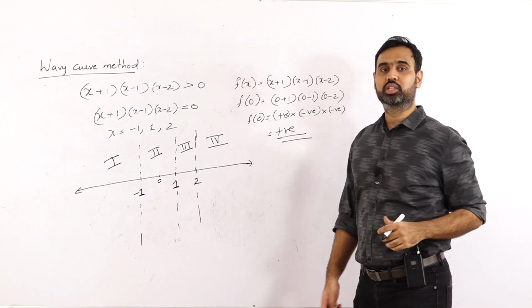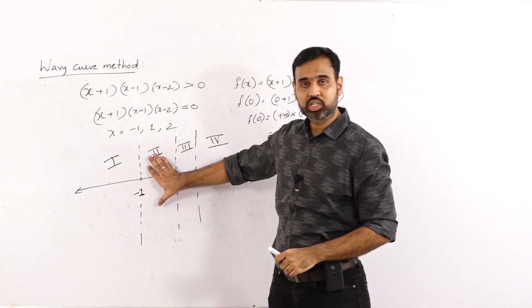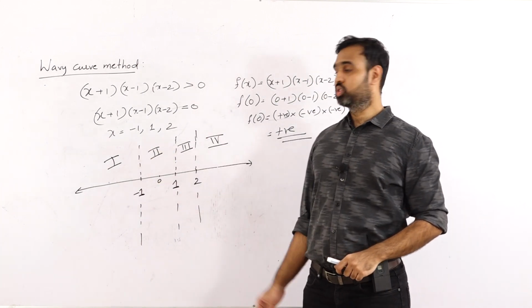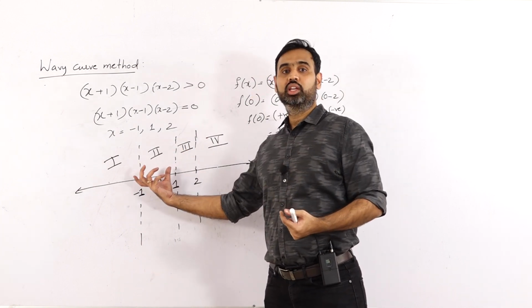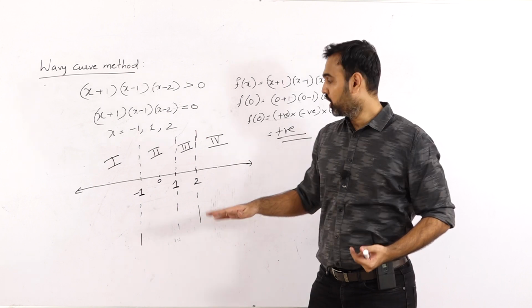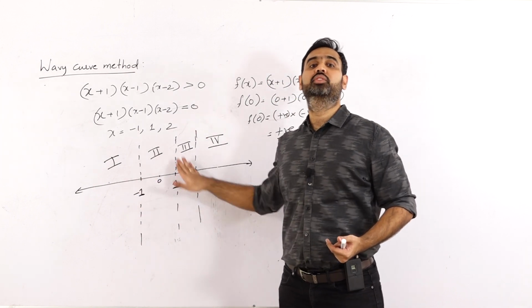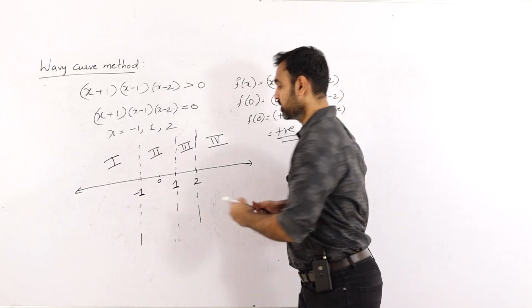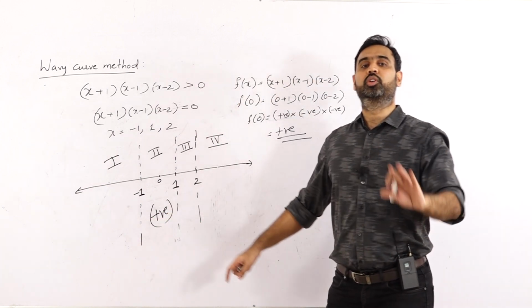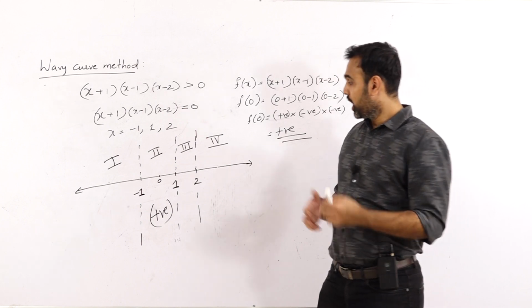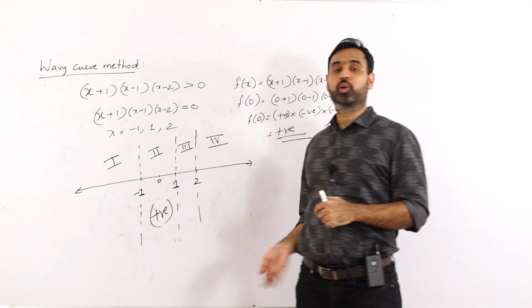F of 0 is positive implies 0 belongs to which region? Second region. So if a single value in a region gives you a positive output, then all the values in that region will give you the same output. So region 2 will be concluded as the positive region.